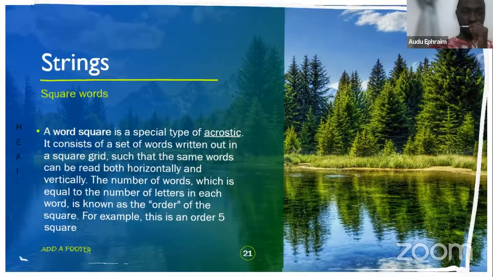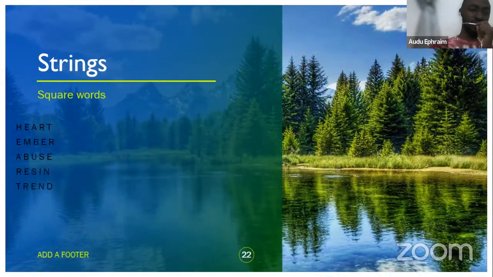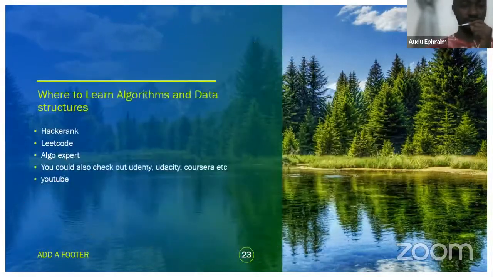So a square word is basically a word. Let me just show you a square. Now this is a square word. They ask you to check if a particular group of words are square words. A square word is one where, if it spells a particular word horizontally in the first row, it has to spell the same word in the first column. If it spells a particular word in the second row, it has to spell the same word in the second column. In this example, heart is the first row and heart is the first column, ember is the second row and ember is the second column, and so on and so forth. So they ask you to check if a particular group of words are square words.